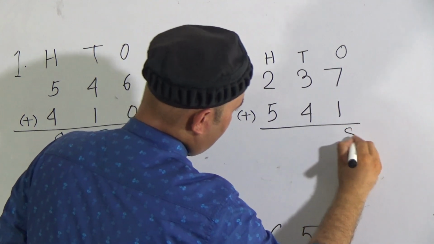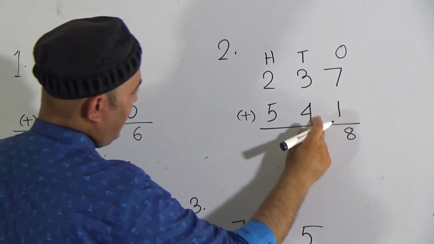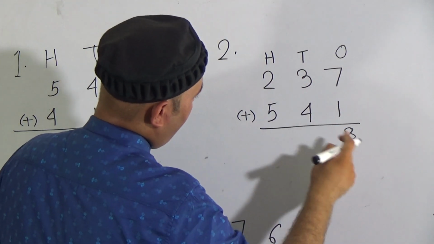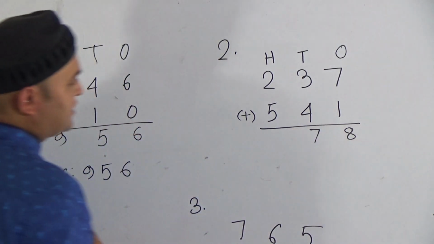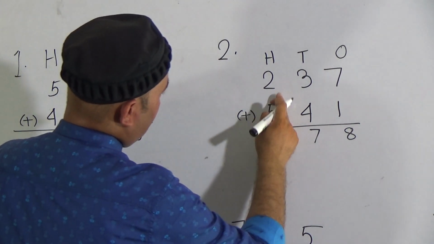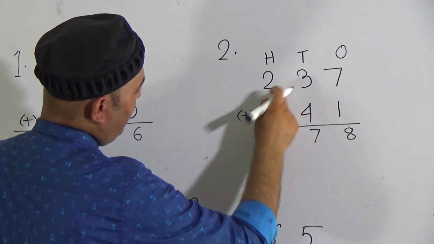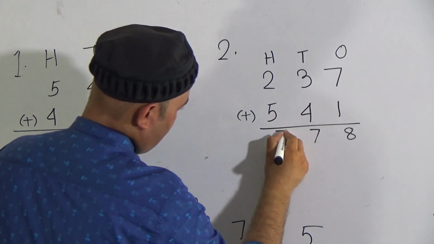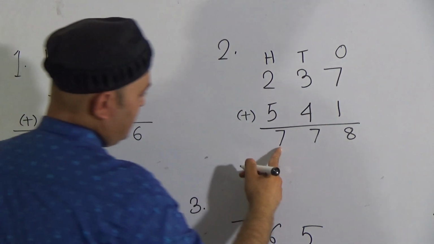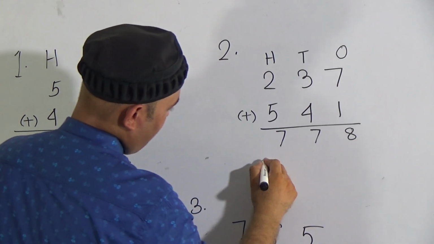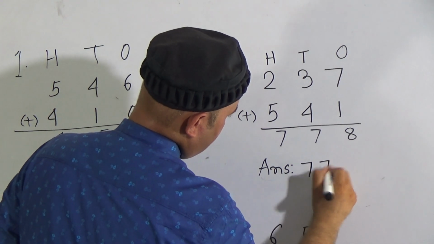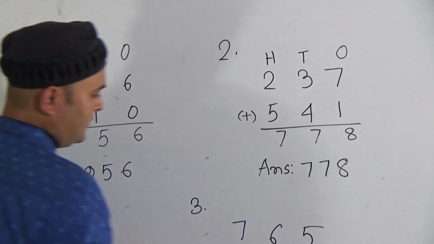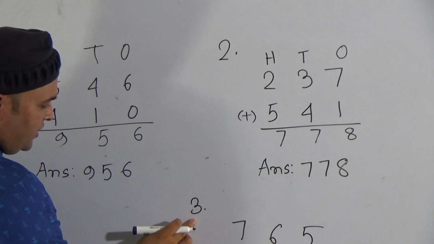7 and 1 will be 8. 3 and 4: 3, 4, 5, 6, 7. So 7 will be the 10's place digit, and the last one, 5 and 2: 6, 7. So here the answer will be 778. So the answer is 778.